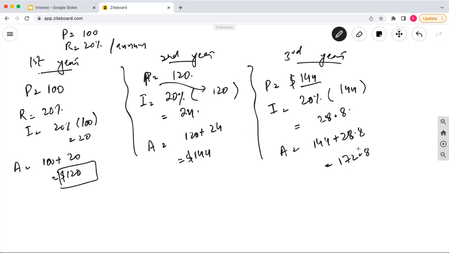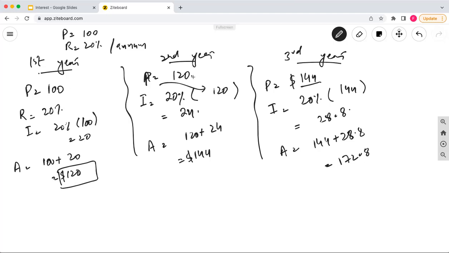So till now, has everyone got what I did here? If yes, then I will proceed further. I just assumed the principal amount to be 100 and a 20% rate of interest per annum. In the first year, this is the principal amount, this is the rate of interest, and our interest came out to be 20. So at the end of the first year, our total value is 100 plus 20, which is 120.